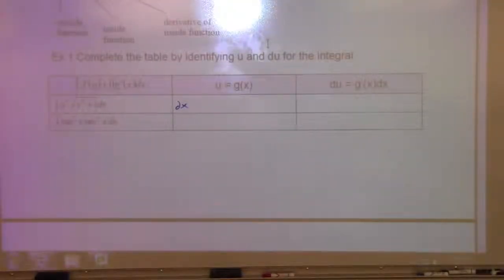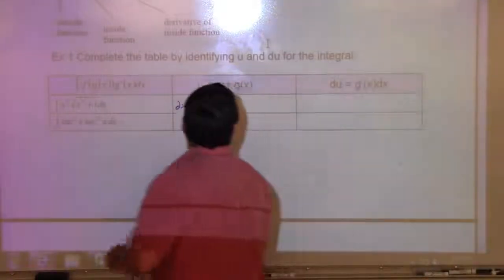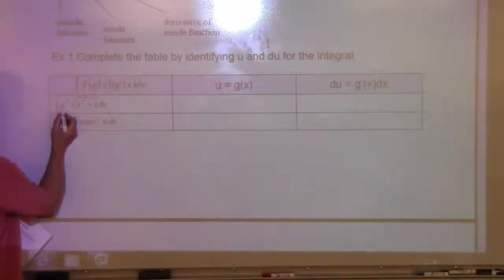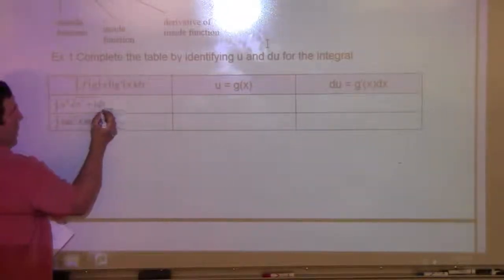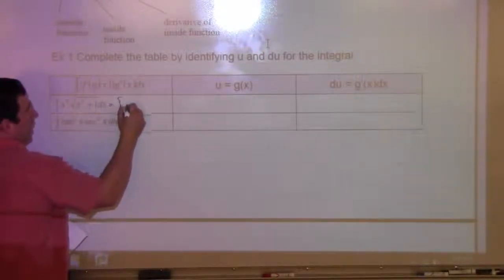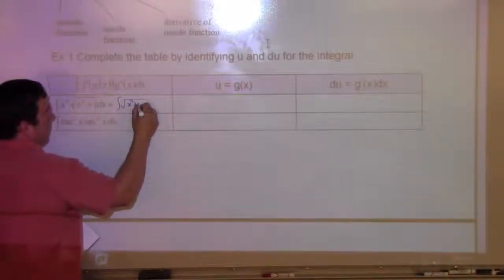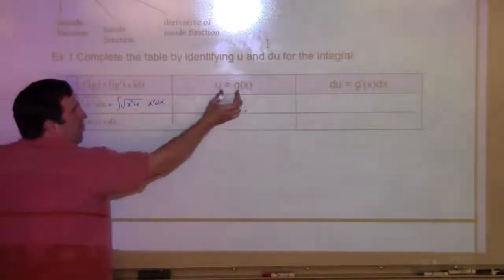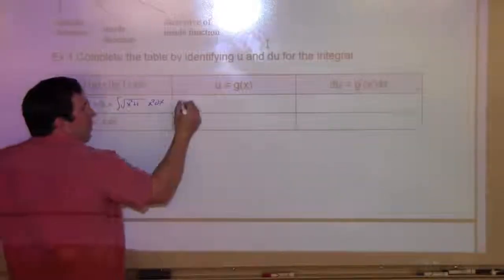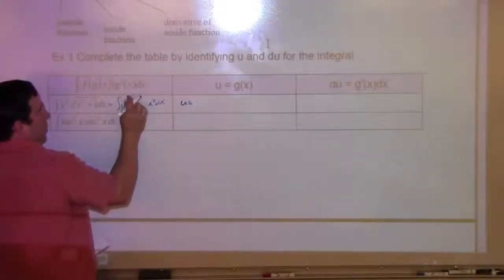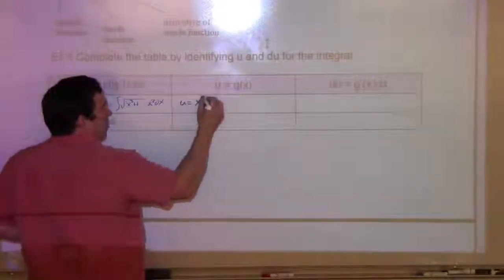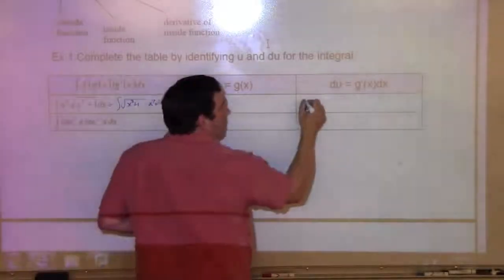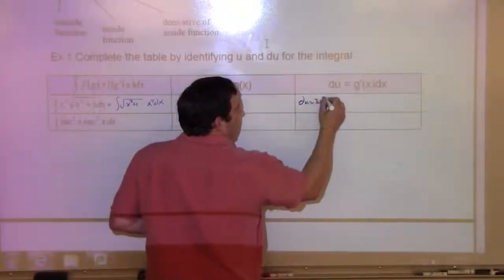So we're going to try completing this table here by identifying u and du for the integral. In this one we have the integral of x squared times the square root of x cubed plus 1 dx. We can rewrite this as the integral of the square root of x cubed plus 1 times x squared dx. This becomes more convenient because our u would be the part under the radical. U is x cubed plus 1, and then our du is the part outside the radical. Our du would be 3x squared dx.